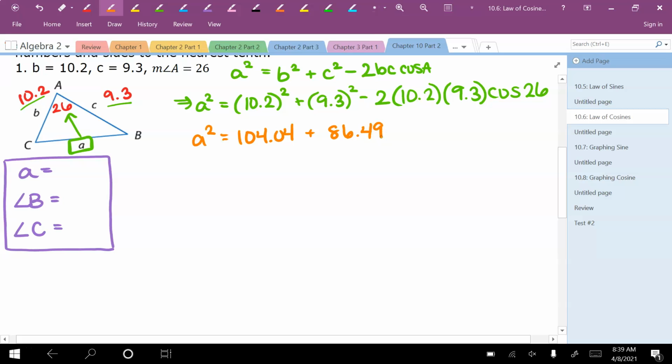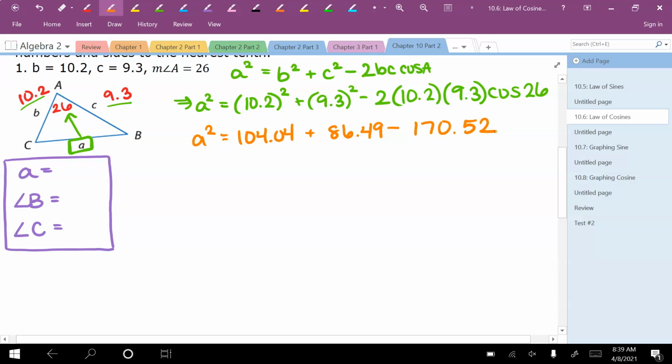Then I would take 9.3 and square that, which is 86.49. Then I'm going to take 2, so I'm just going to bring that minus sign down. So I can take positive 2 times 10.2 times 9.3 times the cosine of 26. That's just one multiplication problem there. So that's 170.52 if I round.